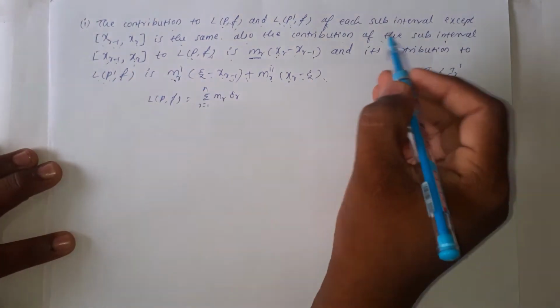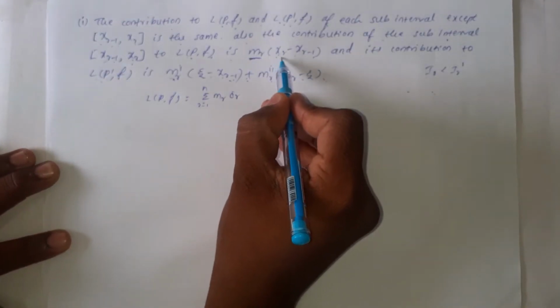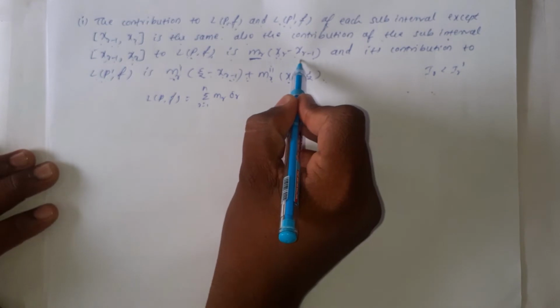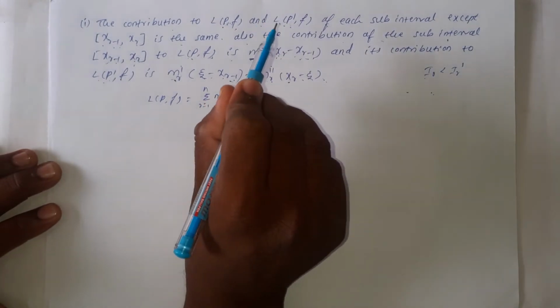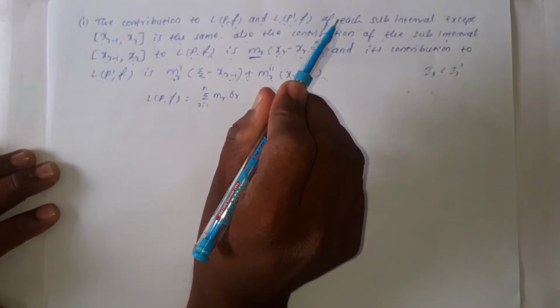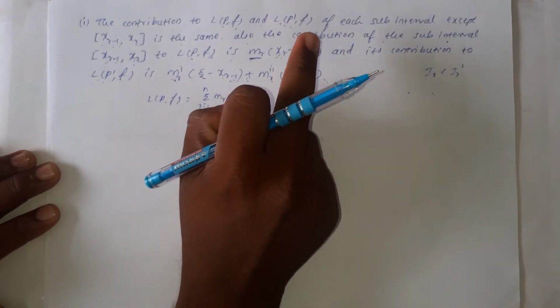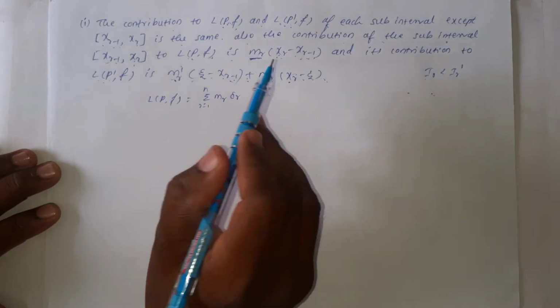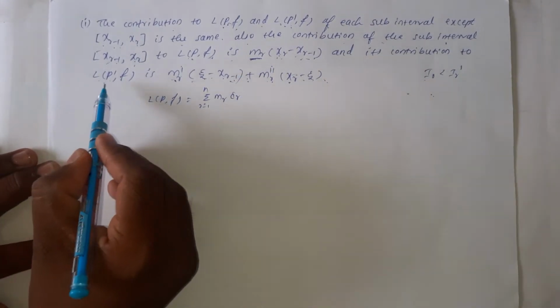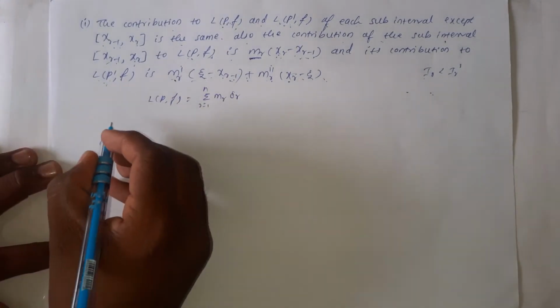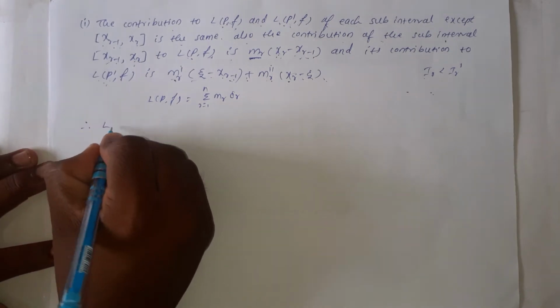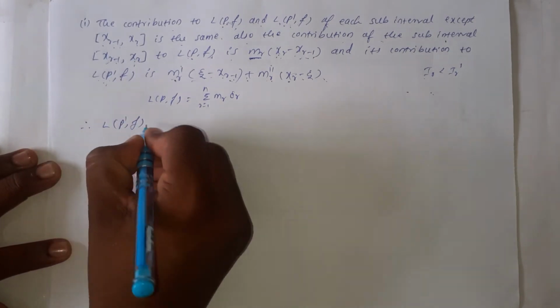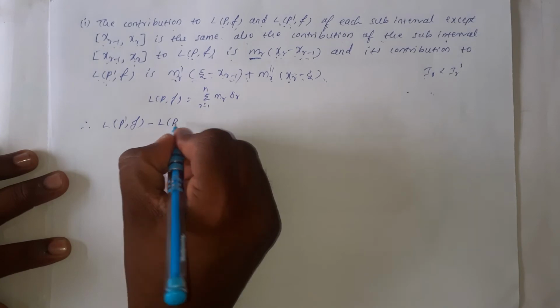Now this one, m r into X r minus X r minus 1, is the LPF of the interval X r minus 1 to X r in the partition P, and this is the LPF of the same function F in the partition P dash. Now consider LP dash F minus LPF.